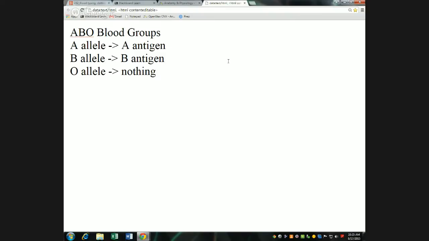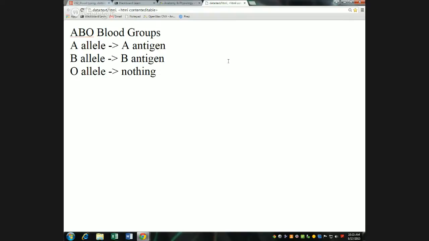If you get the O allele from both parents, then you do not have a functional copy of the gene and you have type O blood. Okay. One copy of the O allele does not give you type O blood. You have to have two copies. That's what a recessive gene is about.